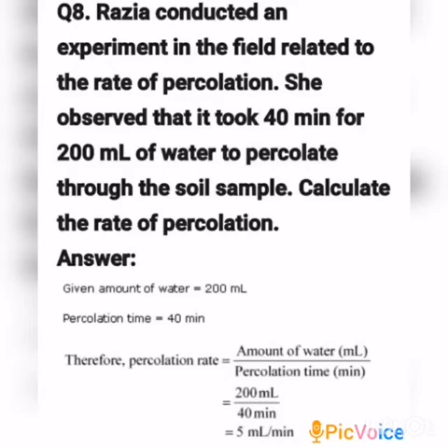So, you have to substitute these two values. The amount of water 200 divided by percolation time 40. What's the answer, children? 200 divided by 40 is 5 milliliter per minute. So, the rate of percolation is equal to 5 milliliter per minute. Do you understand, children?